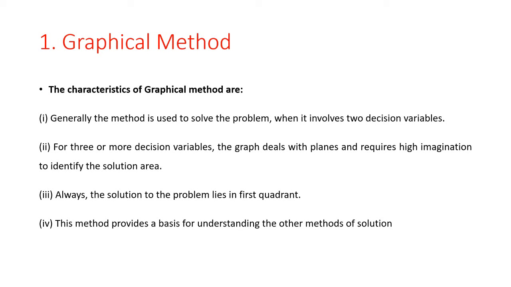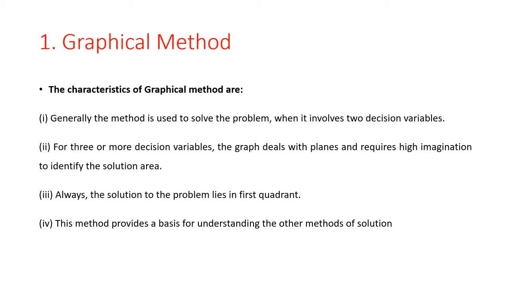The next part is the characteristics of the graphical method. Generally the method is used to solve a problem when it involves two decision variables. When we use the graphical method, if we have a problem with two decision variables, in that case we can solve it by using the graphical method. For three or more decision variables, the graph deals with planes and requires high imagination to identify the solution area.